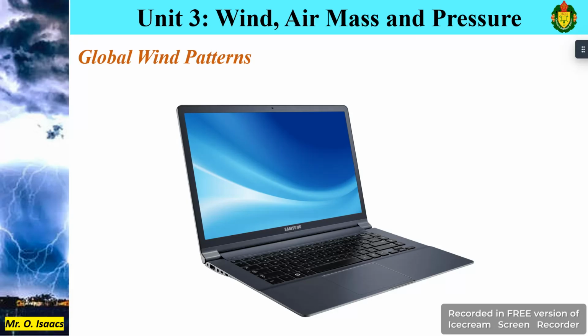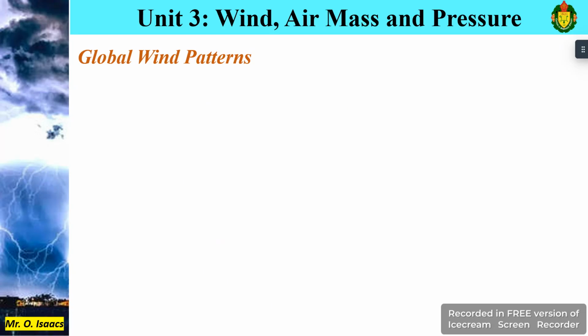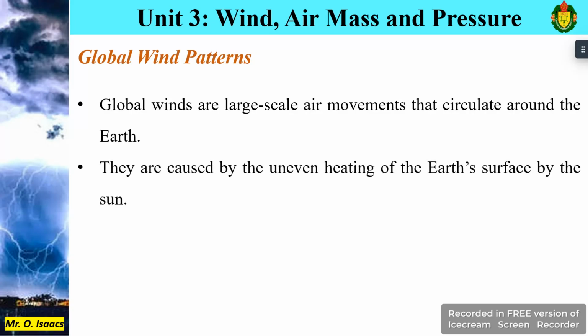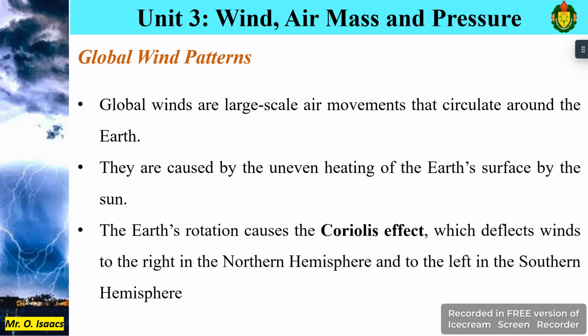So now we are jumping into weather, but in this case with weather we're going to be looking at wind patterns or wind systems across the globe. Of course, global winds are large-scale air movements that circulate around the Earth, and they are influenced by several factors such as the heating of the Earth, movement of the Earth, and different elements of weather.